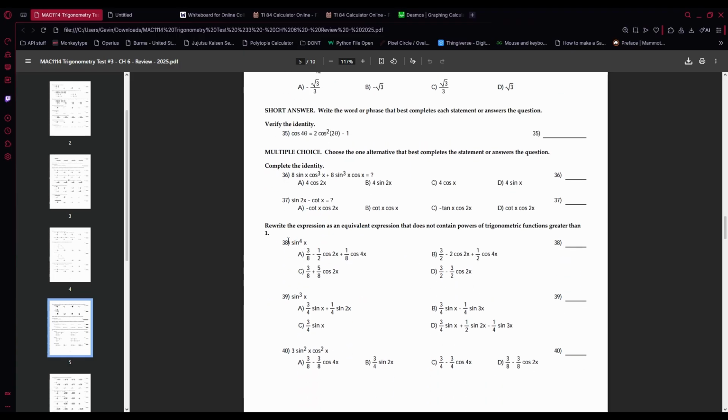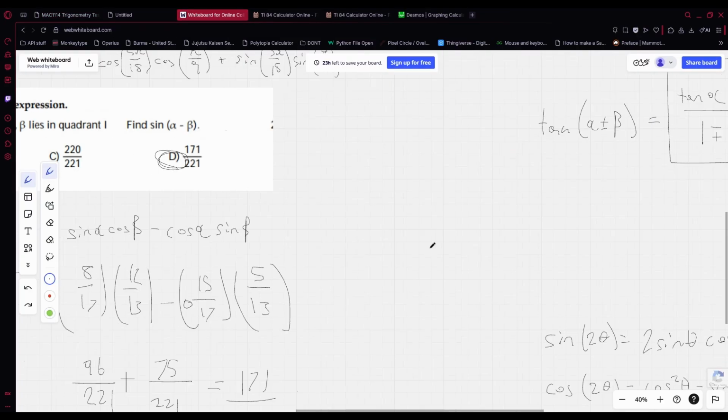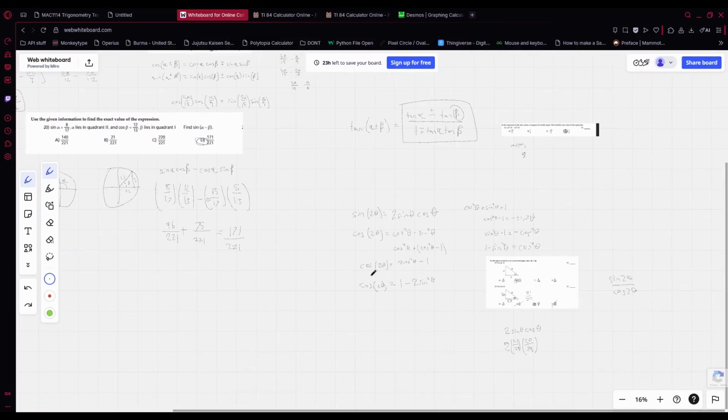Okay, power reduction formula time. Yay, yay, yay! I will tell you, this is quite possibly the worst thing you could ever be asked in a trigonometry class. The most annoying thing ever. Okay.